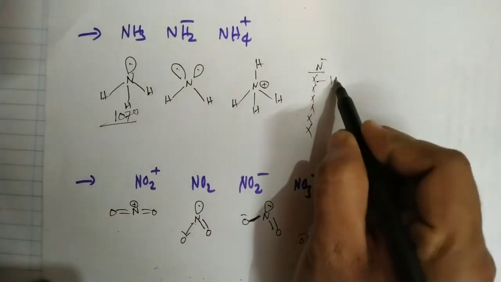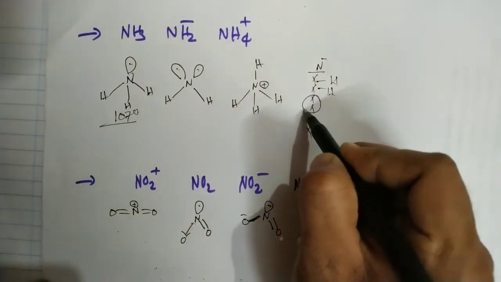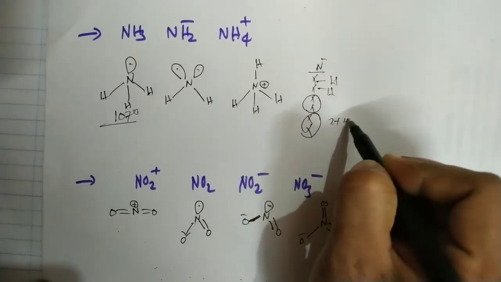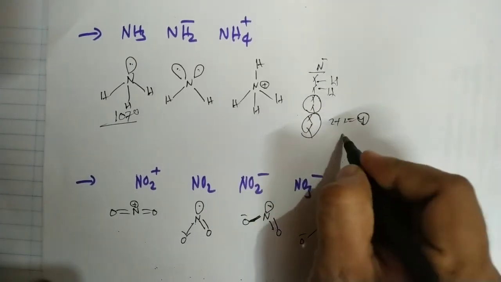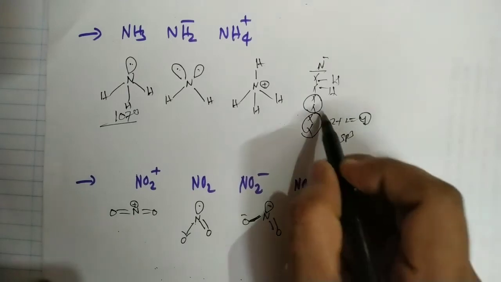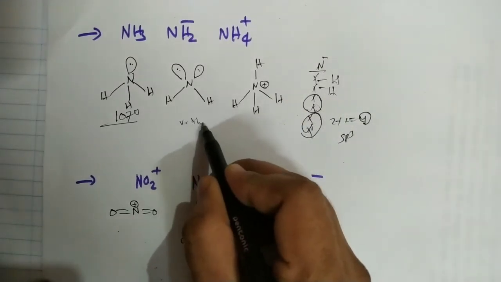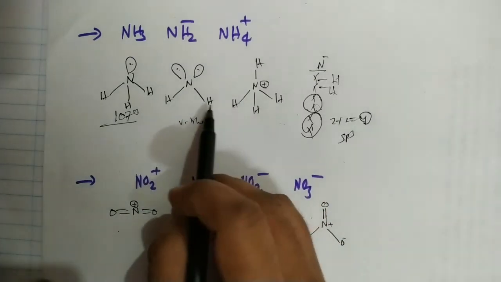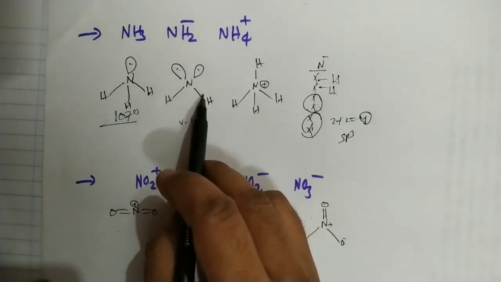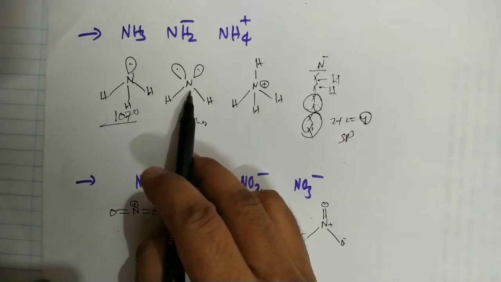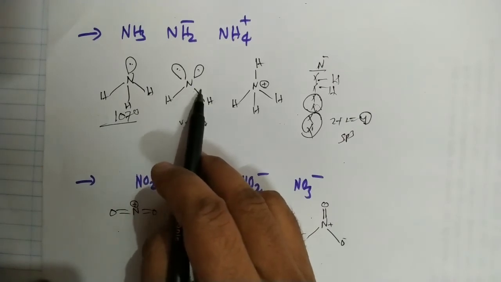So here there are two hydrogens. So there are two lone pairs and two sigma bonds, which equals 4. Four means sp3 hybridization. sp3 hybridization with two lone pairs gives a V shape. There are two lone pairs, so there is a greater lone pair effect in this case. That's why this one has a bond angle less than 107 degrees.